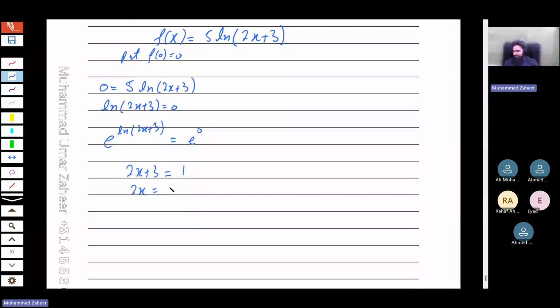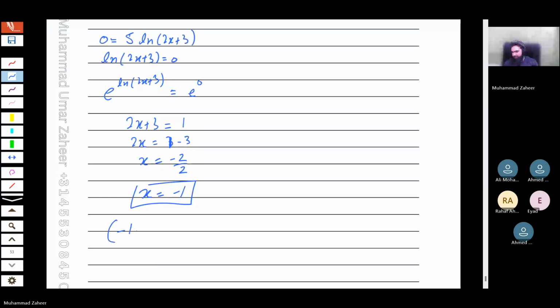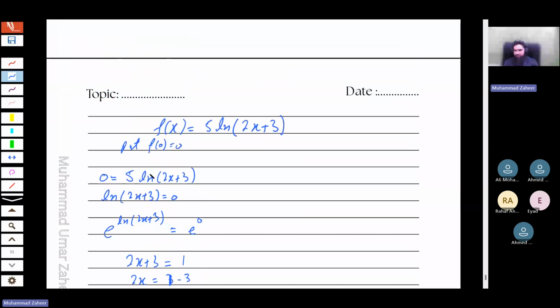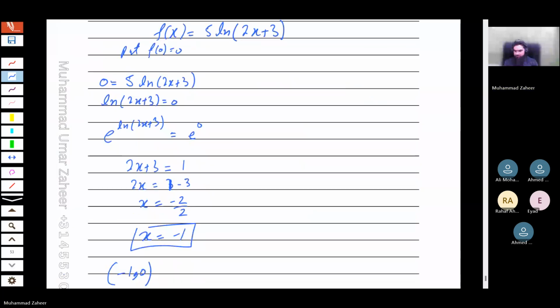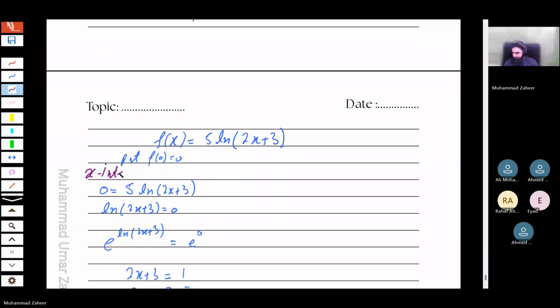The 2x is equal to 1 minus 3. x is equal to minus 2 over 2. So x is equal to negative 1. So I'm going to get the point minus 1 comma 0. Now in the same way, I'm going to find the x-intercept.